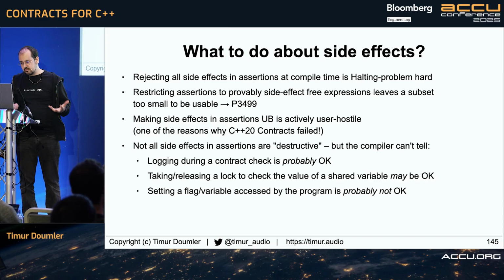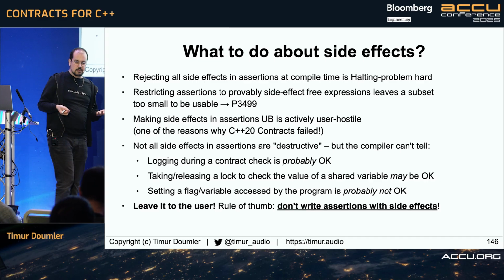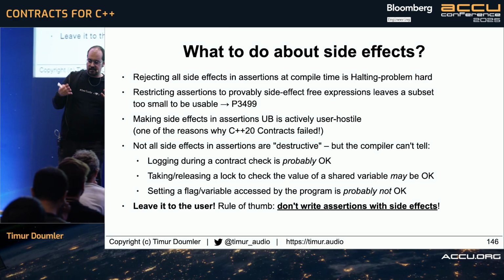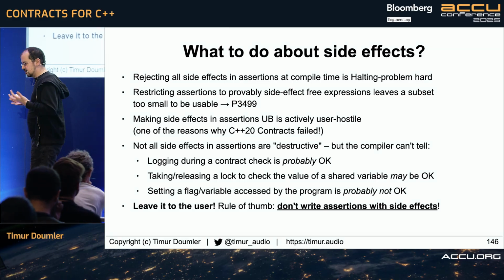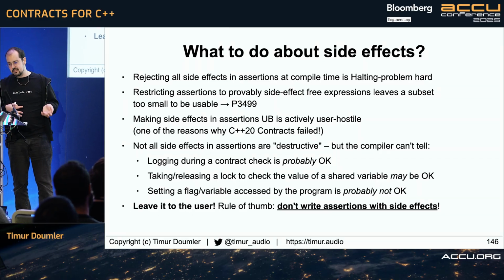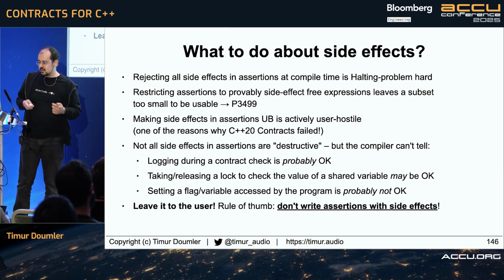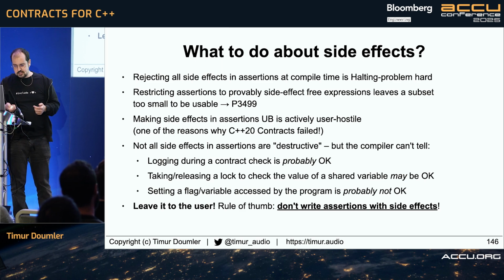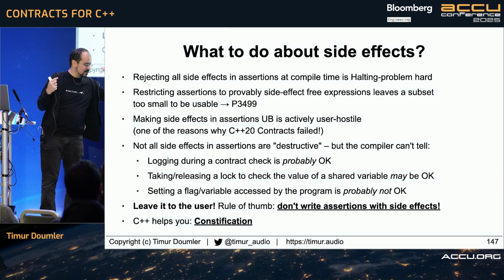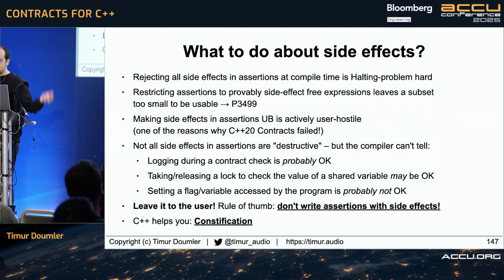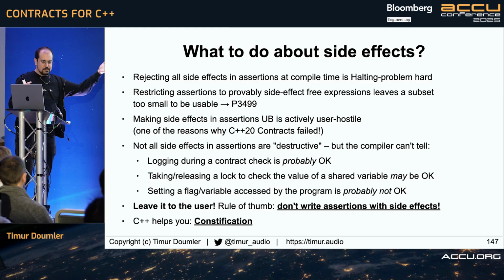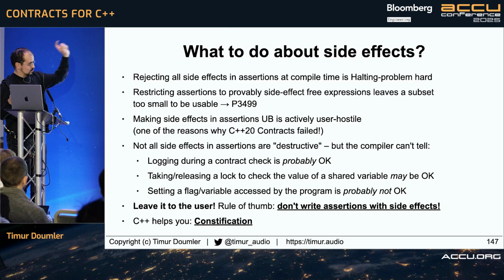So the only thing we really can do is leave it to the user and say, don't write assertions with side effects unless you really know what you're doing. But we can do a little bit to help you. We have this feature called constification. This is a weird word that somebody came up with. It's great, because if you just type that, autocorrect will change it to constipation.